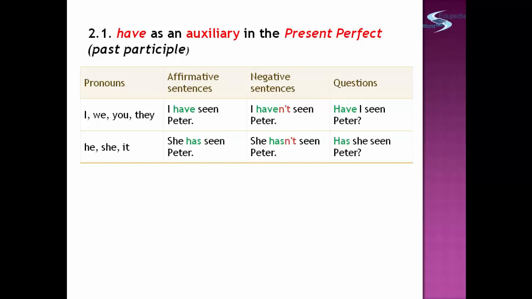The pronouns of the third person singular he, she, it will have an example in the affirmative sentence: She has seen Peter. In the negative sentence, she hasn't seen Peter. And in the question form, has she seen Peter?